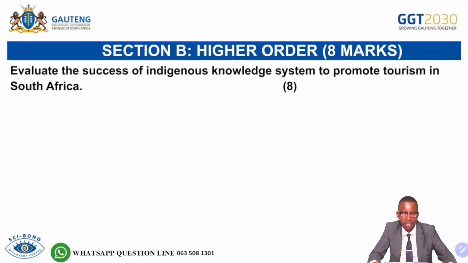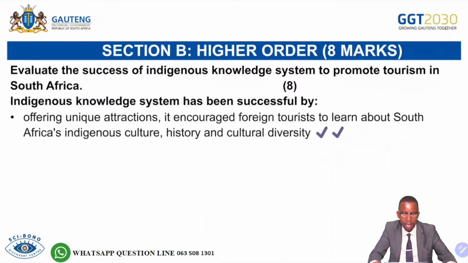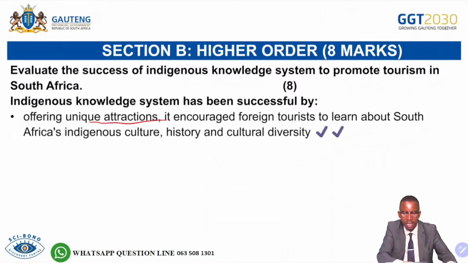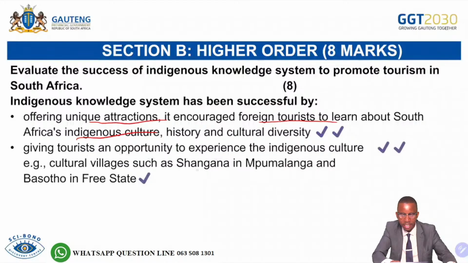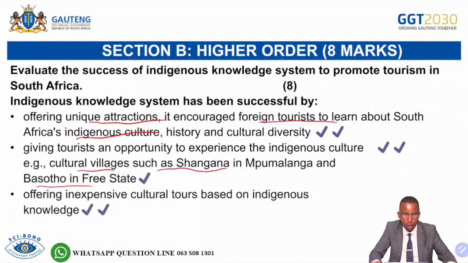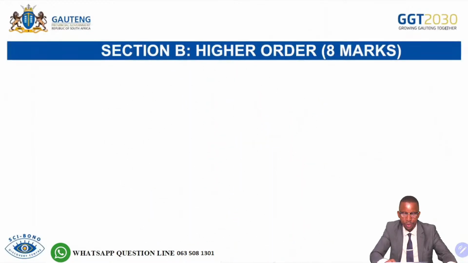Then we continue to evaluate the success of the indigenous knowledge system to promote tourism in South Africa. You must know indigenous knowledge first in this situation. So it's been successful by offering unique attractions and encouraging foreign tourists to learn about South Africa's indigenous culture, history, and cultural diversity. Giving tourists the opportunity to experience the indigenous culture, e.g. cultural villages such as Shangana in Mpumalanga and Basotho in Free State. And then offering an inexpensive cultural tour based on indigenous knowledge. Then we continue with the same question.